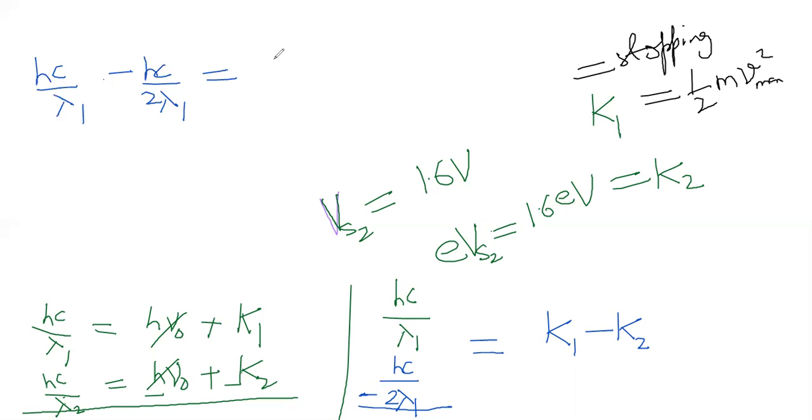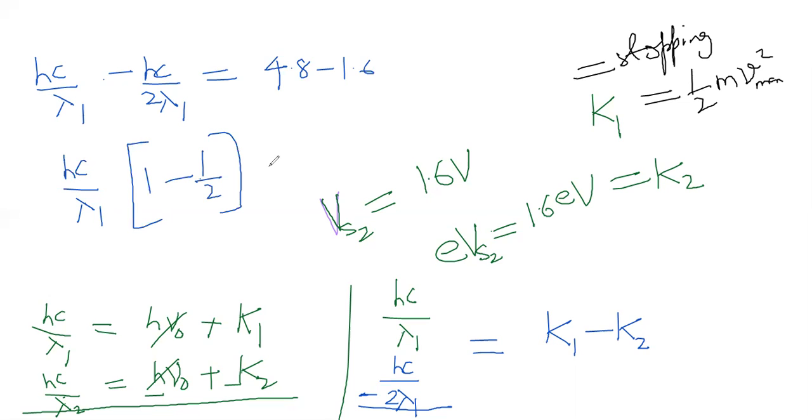What is K1? 4.8. What is K2? 1.6. Now take HC common, and lambda 1 also common. Now take the LCM. What is the LCM? 1 minus 1 by 2. I just told you that the answer was 1 by 2. It was HC by lambda 1. So better write it. What is 4.8 minus 1.6? 3.2. Okay.